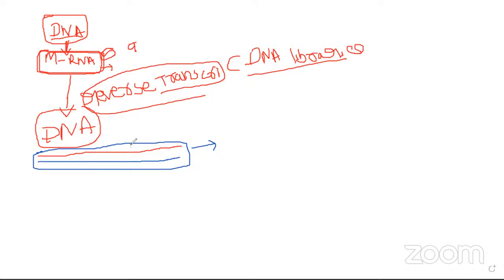For example, this is the desired gene, a group of desired gene segments. With the help of restriction endonuclease, it is cut into pieces, broken into fragments, so a number of fragments are formed. After this, these fragments are inserted into plasmids.